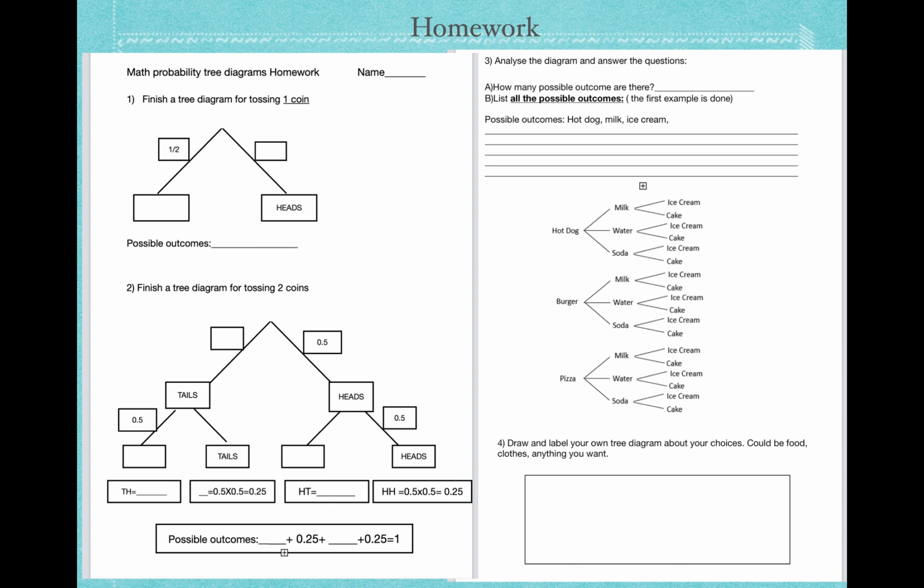So this is your homework. I will send the PDFs and you need to print these out. So math probability tree diagrams, you need to fill these in. If you have any questions, please let me know. The first one is one coin toss, the next one is tossing two coins. So if you can go back to the video and have a look how to finish filling this in. And then analyze the diagram and answer the questions. And question 4 is draw your own tree diagram.